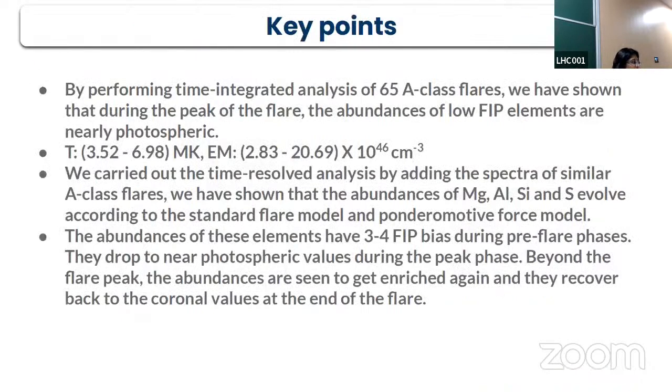So the key points from our study are that by performing the time integrated analysis of 65 A-class flares, we have shown that during the peak of the flare, the abundances of low FIP elements are nearly photospheric, and the temperature and emission measure vary as shown here. We have also carried out the time resolved analysis by adding the spectra of similar A-class flares. We have shown that the abundance of magnesium, aluminum, silicon, and sulfur evolve according to the standard flare model and the ponderomotive force model. The abundances of these elements have 3 to 4 FIP bias during pre-flare phases, and they drop to near photospheric values during the peak phase. Beyond the flare peak, the abundances are seen to get enriched again, and they recover back to the coronal FIP bias at the end of the flare.